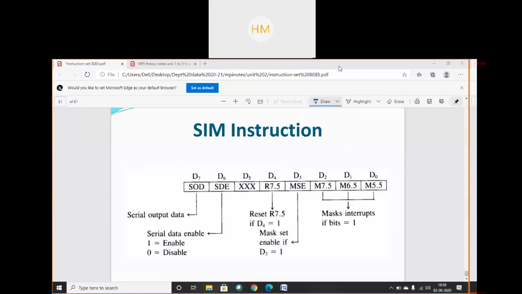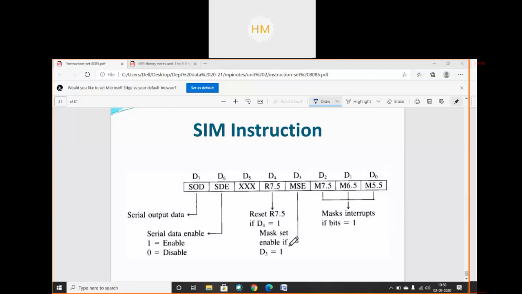So this instruction masks the interrupts: M 5.5, 6.5, 7.5. Mask interrupts if the bits are 1. If I want to mask, same as I did earlier in the RIM instruction, I will use 1 bit. Then MSE, very important, mask set enable. If I want to mask this interrupt, I have to put MSE as 1. MSE will be 1 if I want to mask D0, D1 and D2.